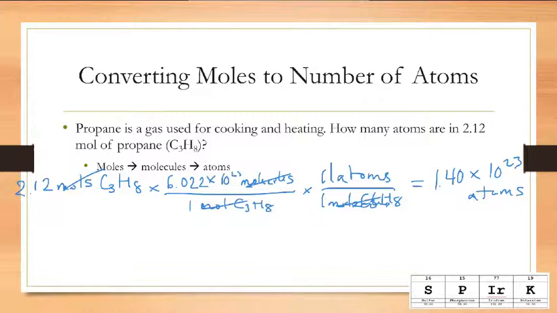So there are 1.40 times 10 to the 23rd atoms in 2.12 moles of propane.